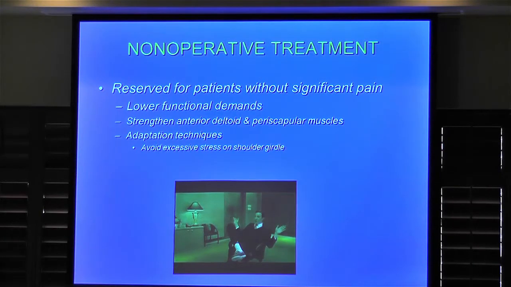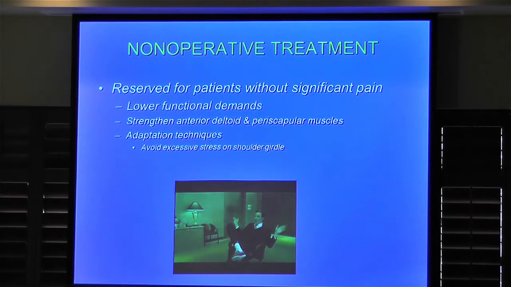So if you have an older patient, maybe in their late 50s, 60s, they don't want surgery, and maybe they can get a job that's sedentary or desk work, this may be a good option for them. So you want somebody who has lower functional demands. The goal for non-operative treatment with a massive irreparable cuff tear is to strengthen the anterior deltoid and the scapular muscles. The scapular muscles are very important with forward elevation.